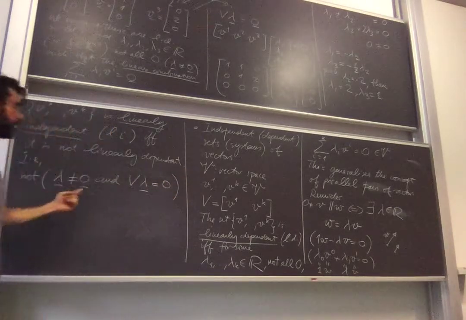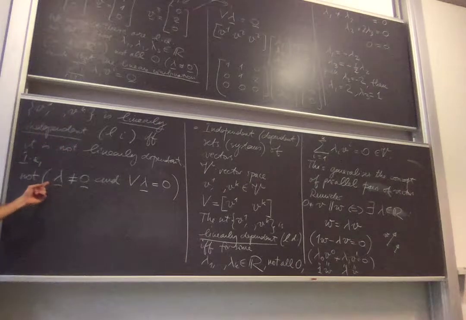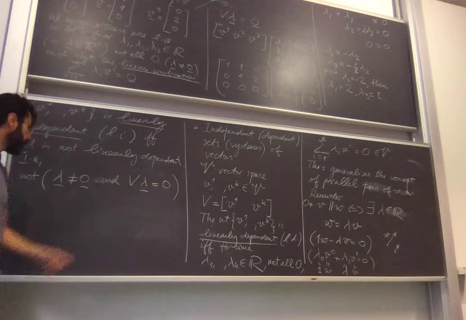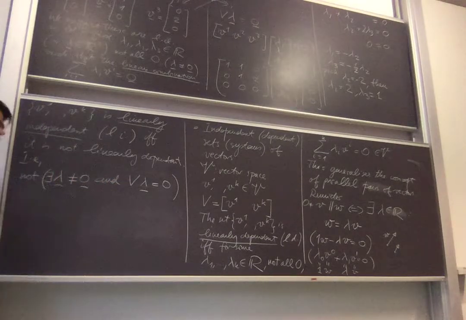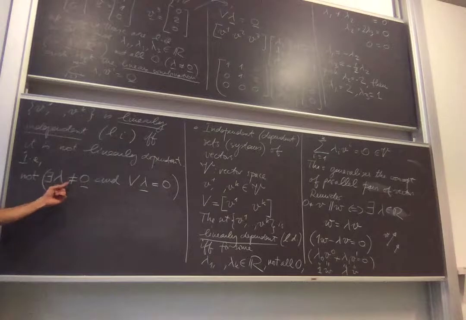Okay, that's what I've written here. It says that there exists a lambda which is non-zero, and v lambda equals 0. So if you want, there exists a vector lambda, which is non-zero, and v lambda is equal to 0. So how do you negate this statement? Well, there's many ways of negating it.